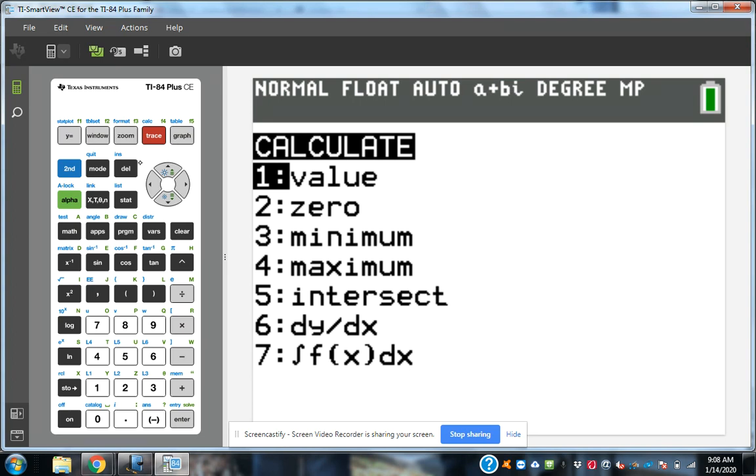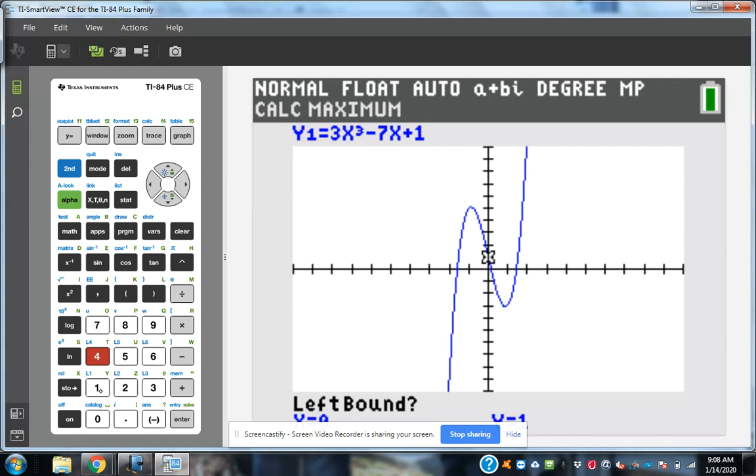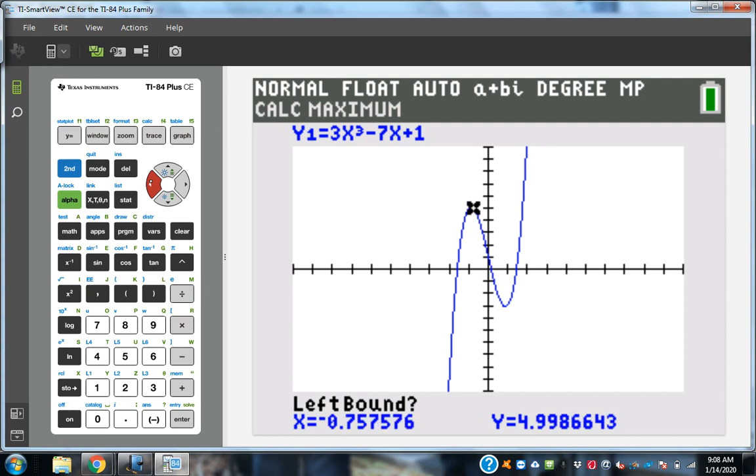So let's try to find that local maximum first. We're going to use option 4 for a maximum. It's asking you for a left bound, which means where am I going to start looking on the left side, and then it's going to read from left to right. I've got a little cursor there. It's in the middle. Yours may not be perfectly in the middle. I need to move it to the left of that maximum. I can see where it's going to be. I'm just pressing the left arrow key until I get to the left of that. Don't get too far away from it, but just make sure you're to the left of it.